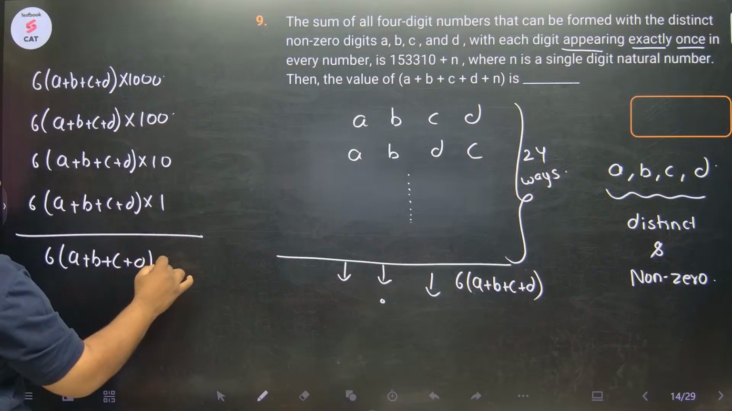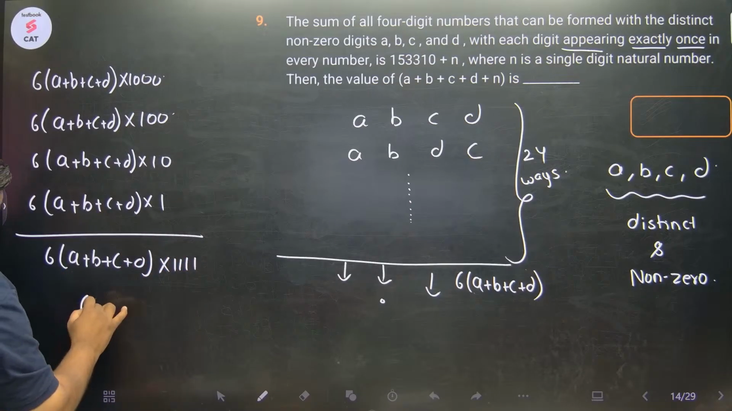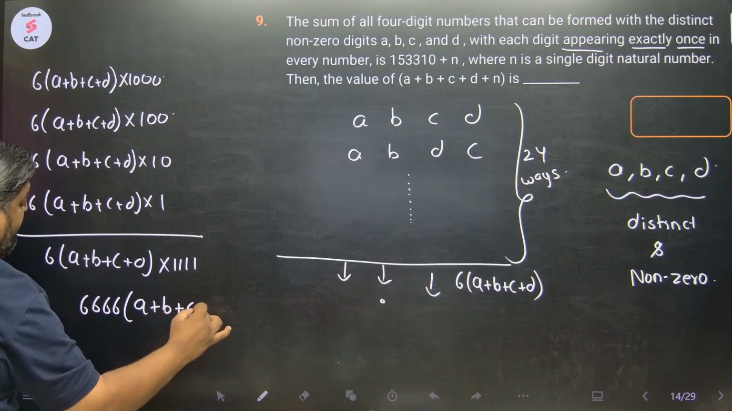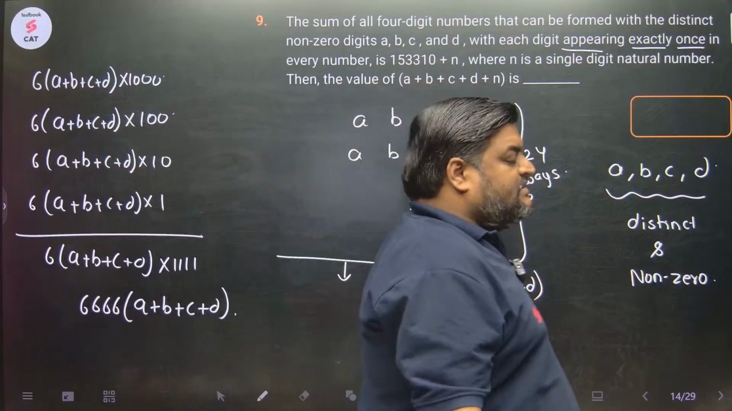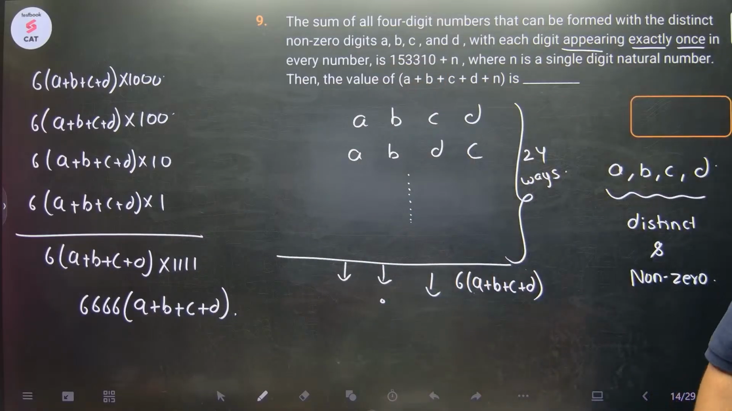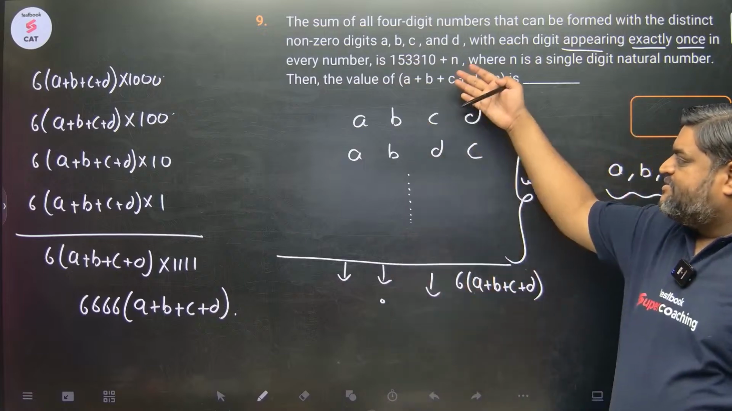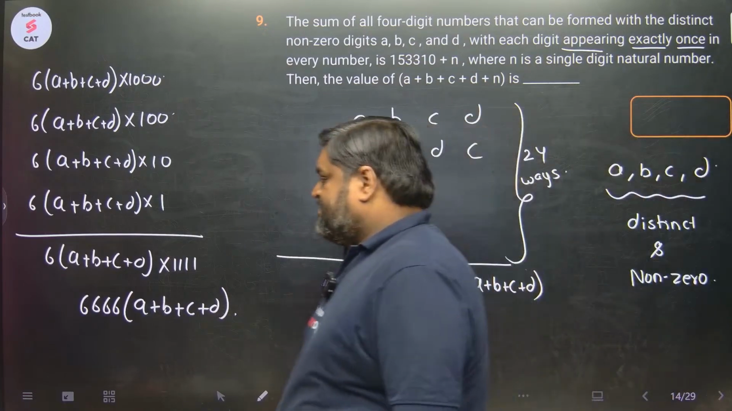The sum of these four, which is 1 1 1 1, multiplied by 6 is 6 6 6 6, times A plus B plus C plus D. This is the sum of all of these numbers. Got it? This is the sum.